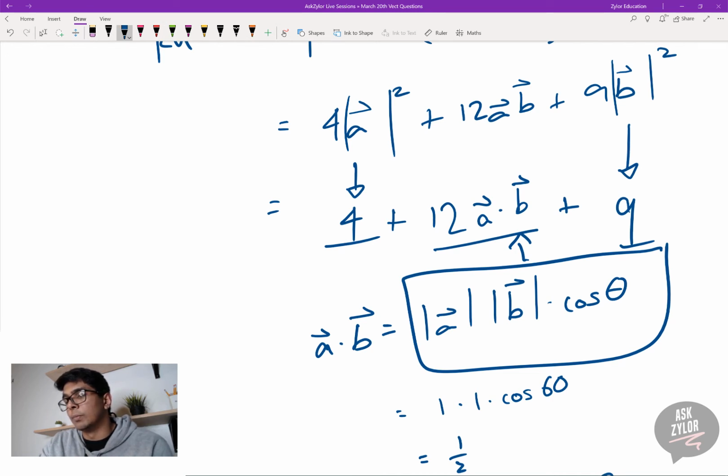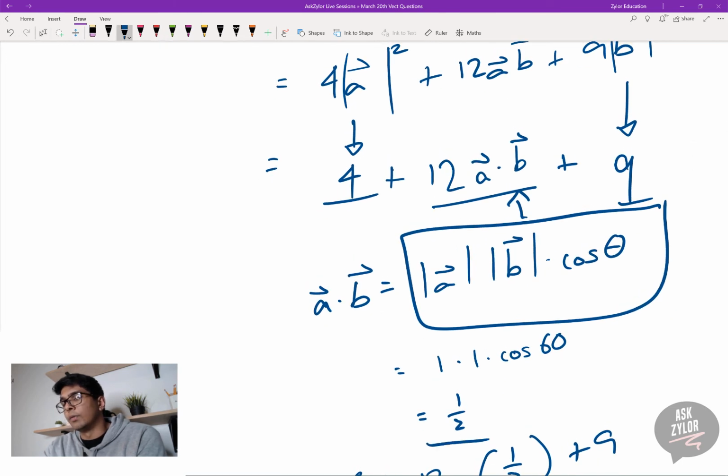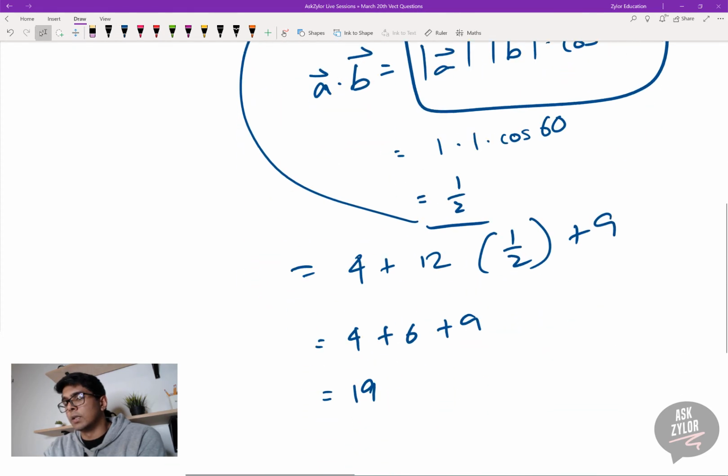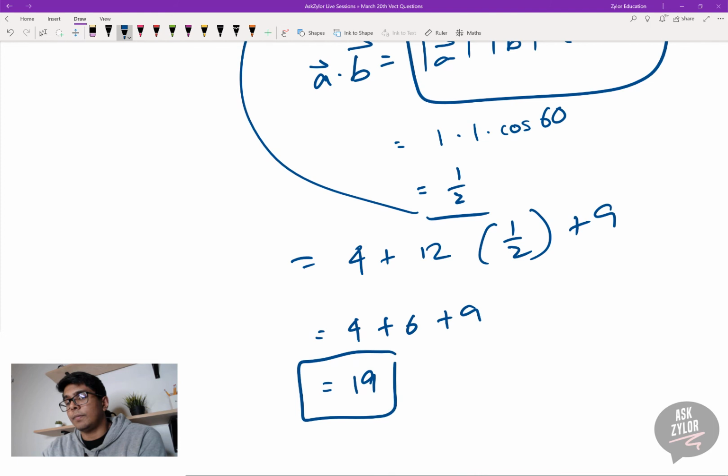I know the dot product of a and b is going to be the magnitudes of a and b times the cos of the angle between them. So the angle between them is 60, so I have half. So I plug that back into my original equation. So I have 4 plus 12 times half plus 9 to give me 19. And the angle is still going to be 60 degrees.